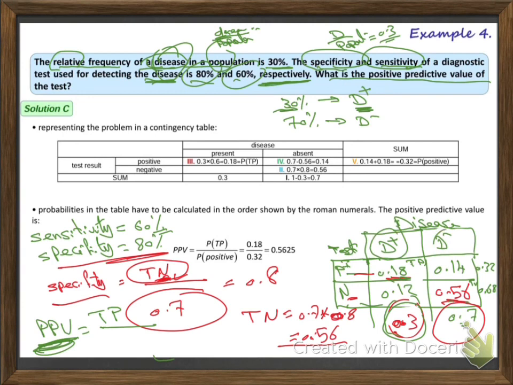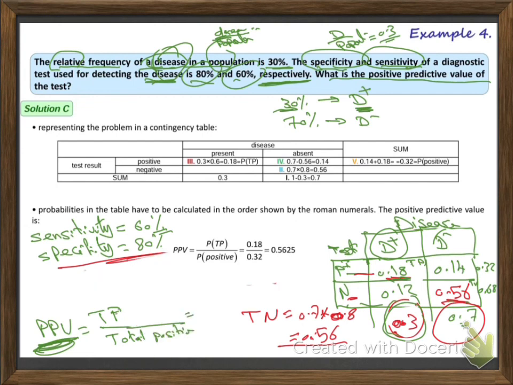But in the case of PPV or NPV, we are using the true positive divided by the total positive, or the true negative divided by the total negative, in order to arrive at the positive predictive value or negative predictive value. So here positive predictive value is the true positive divided by the total positive. So total positive from the table, total positive here.